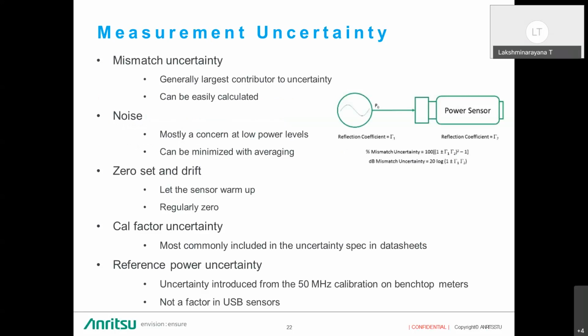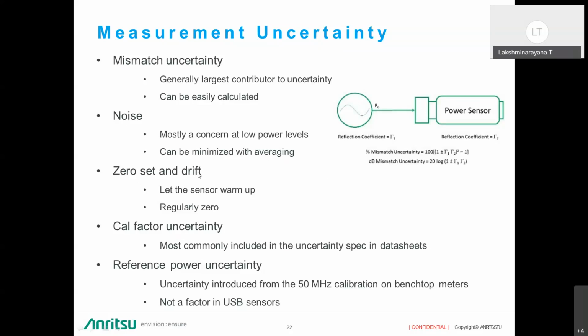Measurement uncertainty. There are different parameters or contributors for a measurement uncertainty. One is the mismatch uncertainty, which is the mismatch between the 50 ohm reference oscillator and the sensor, which can be calculated easily. And there is one more, noise contributor, where the most commonly concerned low power levels can be minimized by using averaging in the power meter.